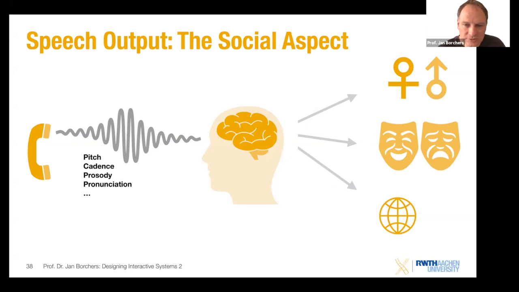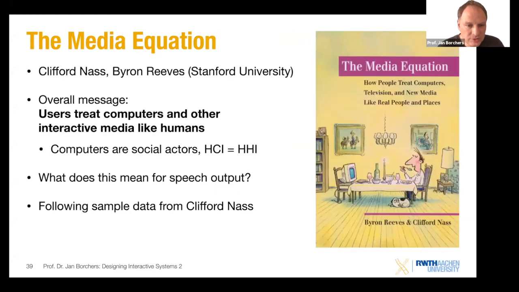I mentioned Cliff Nass earlier, and he wrote a book together with Byron Reeves at Stanford called The Media Equation. And this book created quite a stir in the community because it proved something that a lot of people didn't want to believe, but their experiments showed it again and again and again. The key point that the two made in their book, The Media Equation, is that users will treat computers and other interactive technologies, media, essentially like real people. So computers are social actors, or you could almost say that human-computer interaction in many cases will have many of the characteristics of a human-to-human interaction.